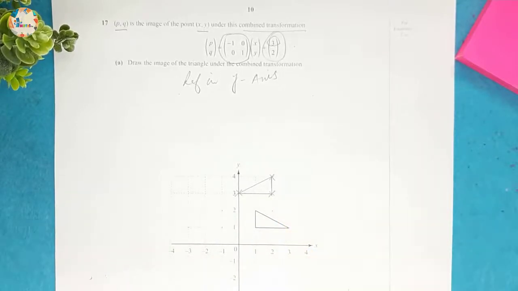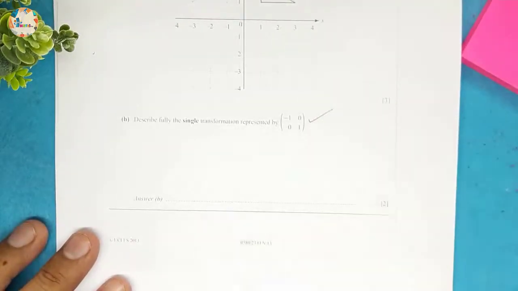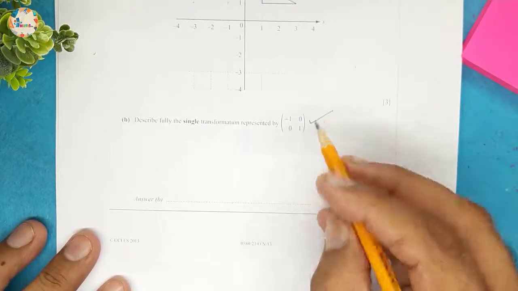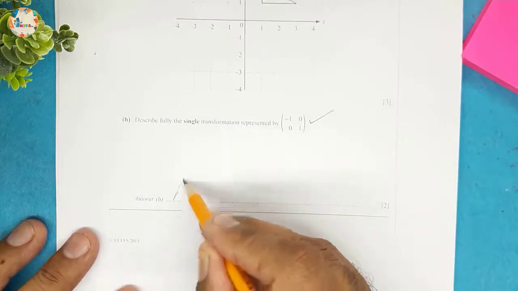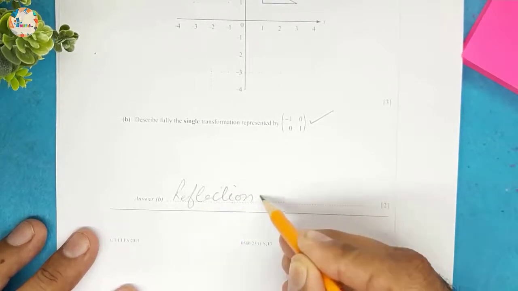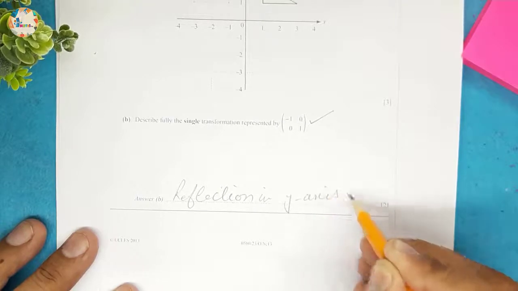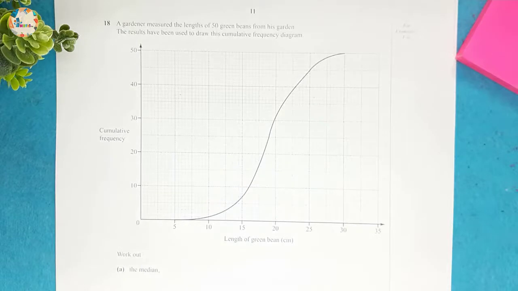Now the B part, they are saying describe fully the single transformation of this one. This is basically the reflection in the y-axis. Then question number 18, cumulative frequency diagram.